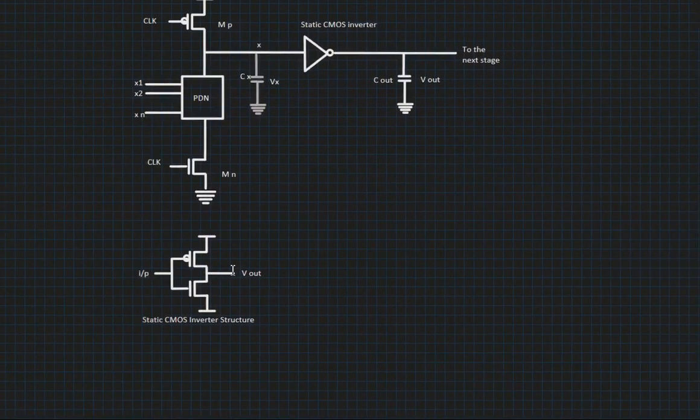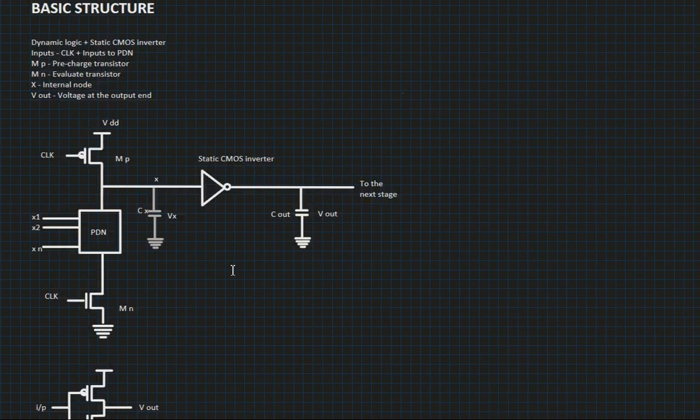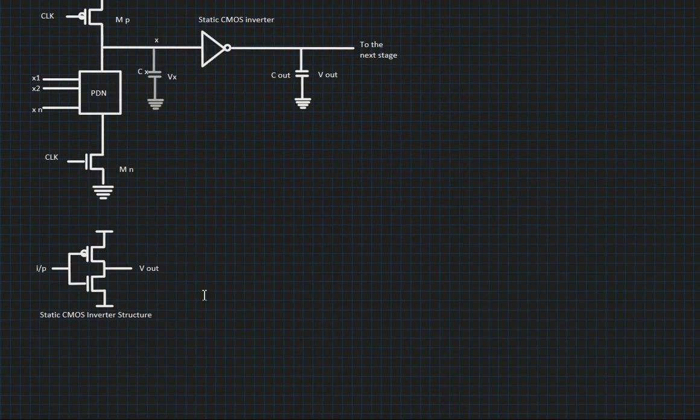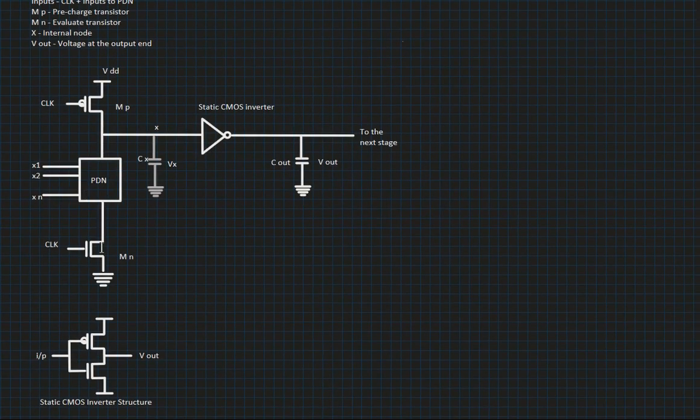Now, moving to the basic structure, it consists of four fundamental transistors, that is the pre-charge transistor MP, the evaluate transistor MN, and two other transistors that are present in the static CMOS inverter, as shown over here. It consists of a pull-down network with n number of inputs as given per the requirement, and the internal node X is present before the inverter stage, and finally the output capacitance.